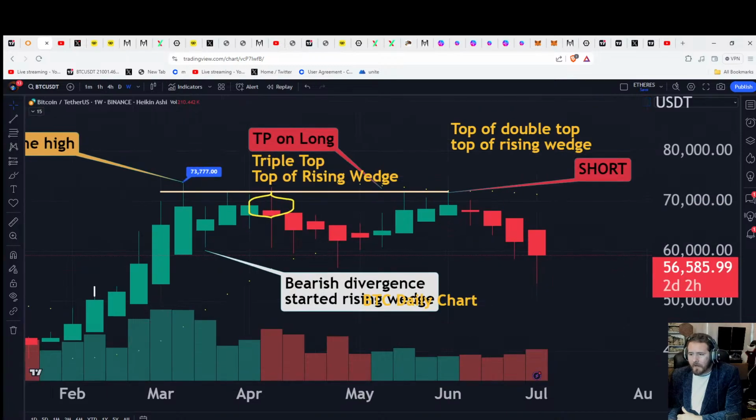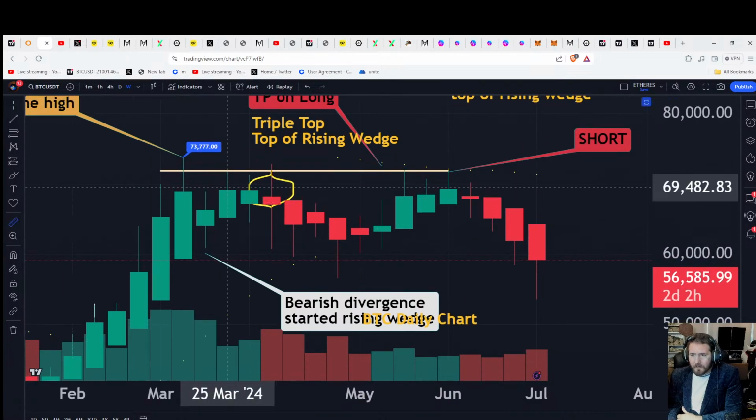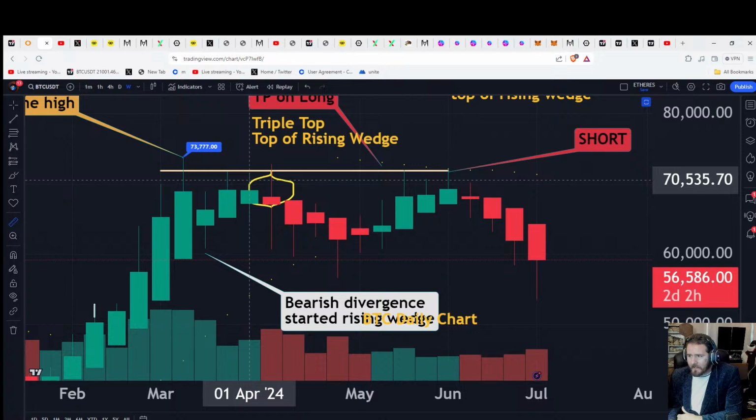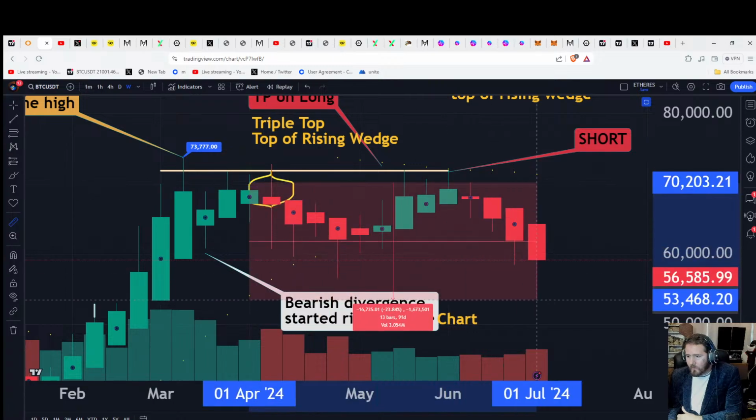Where did we eventually find ourselves? Did we go to 82K? No. If you're in at 70K and hoping for 82K, we already dropped down over 23% while people are waiting for that 82K.